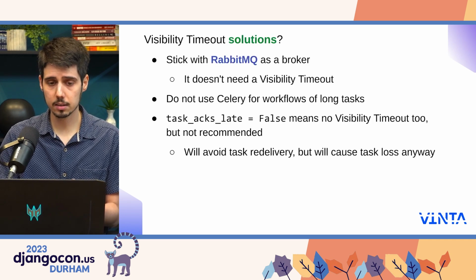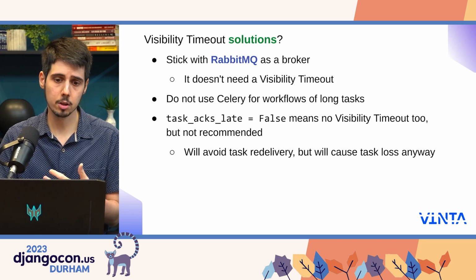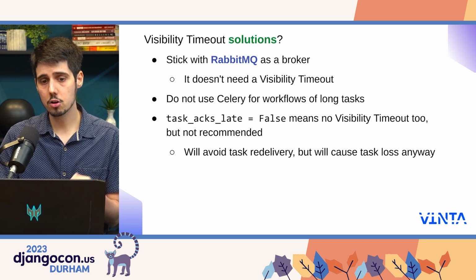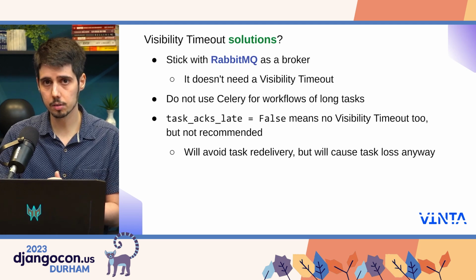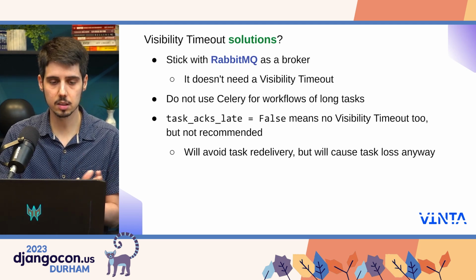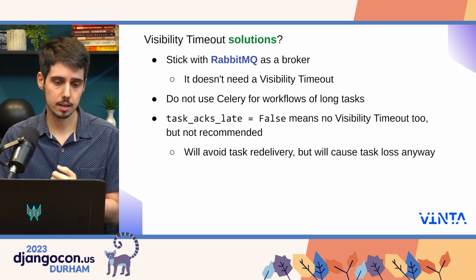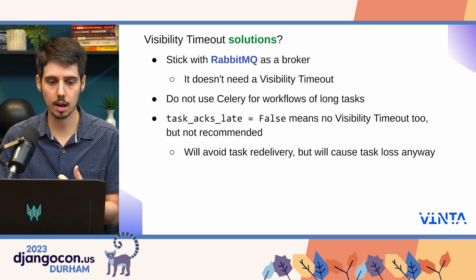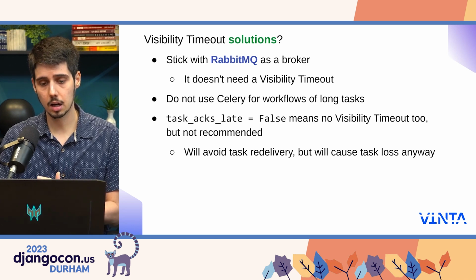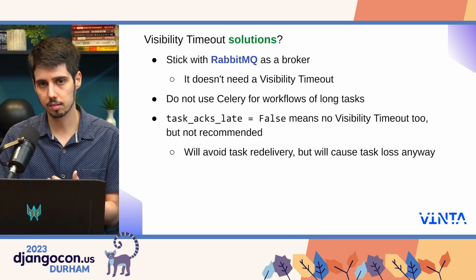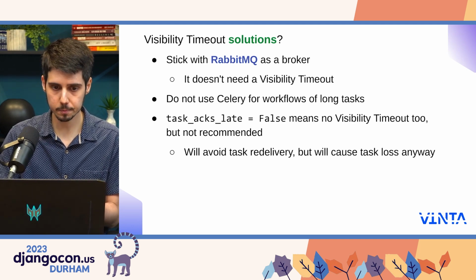What's the solution for that? You can just use RabbitMQ as a broker. It doesn't need a visibility timeout as we discussed. Or you shouldn't use Celery for workflows of long tasks, like we've discussed before as well. And you could also make task acks late false, which is the default. It also means no visibility timeout, but it's not recommended because you avoid task redelivery, but you have task loss anyway, for the reasons of task acks late false.